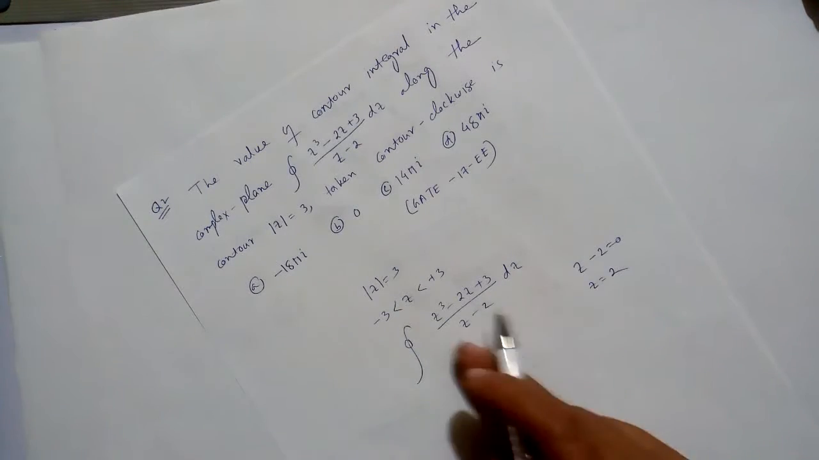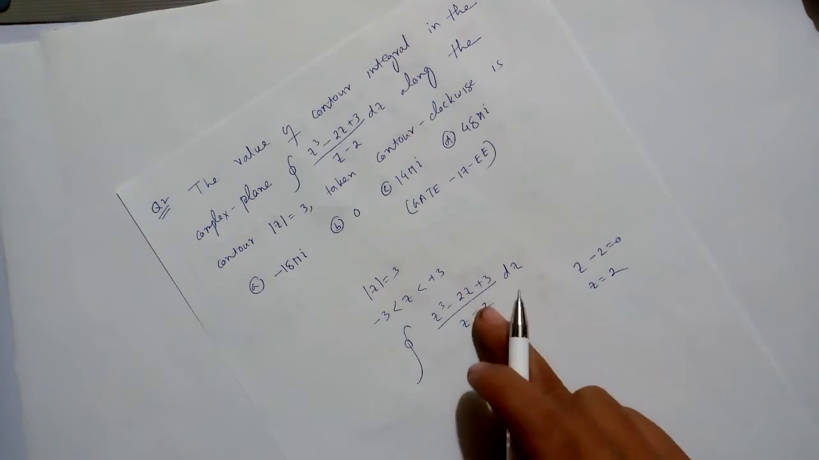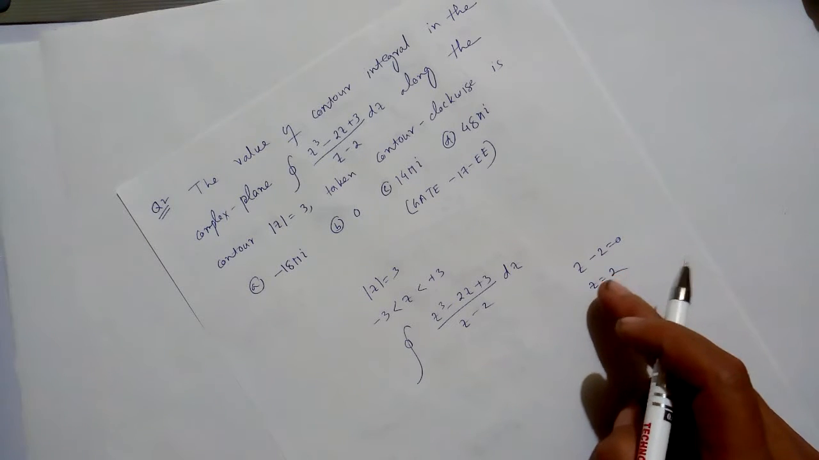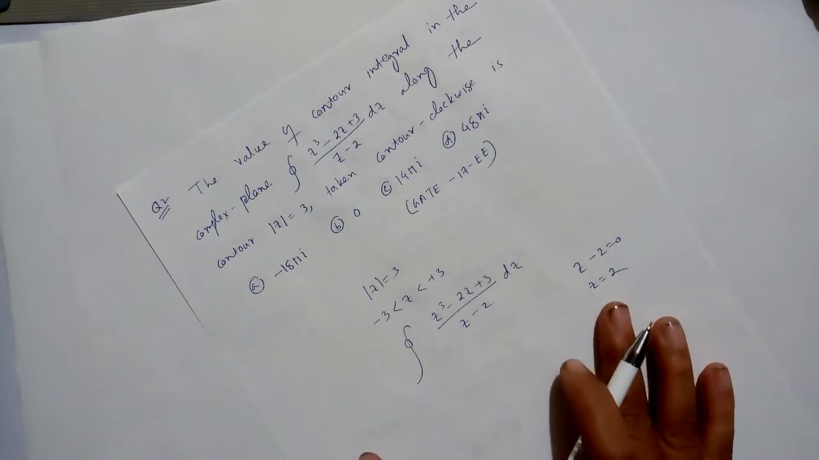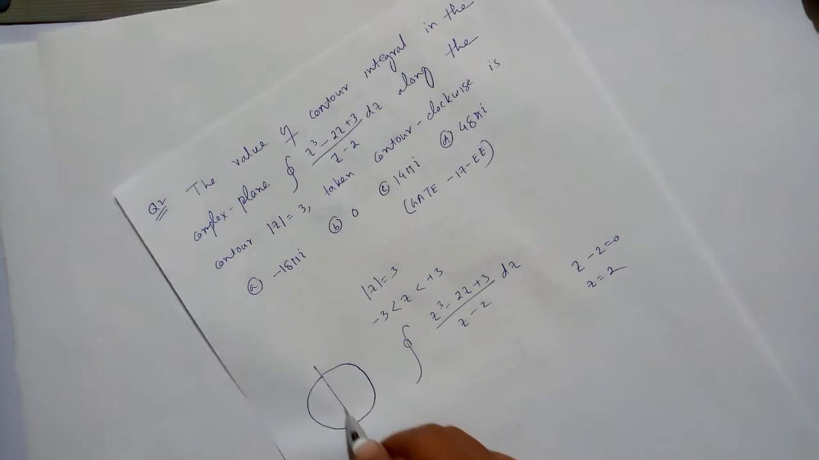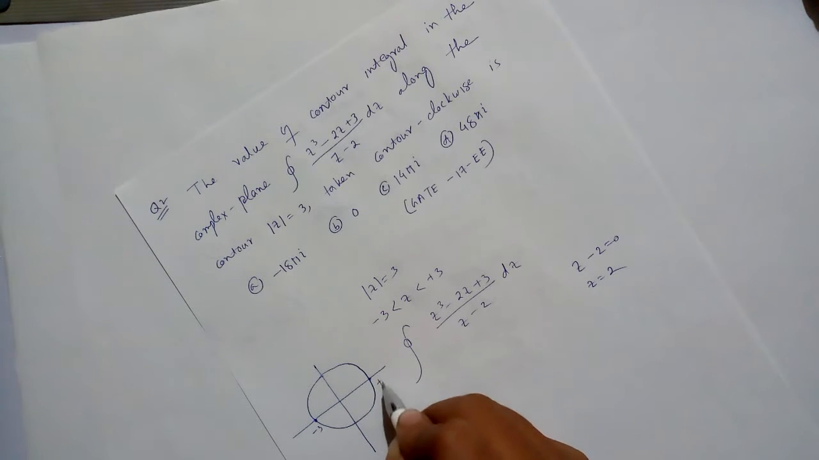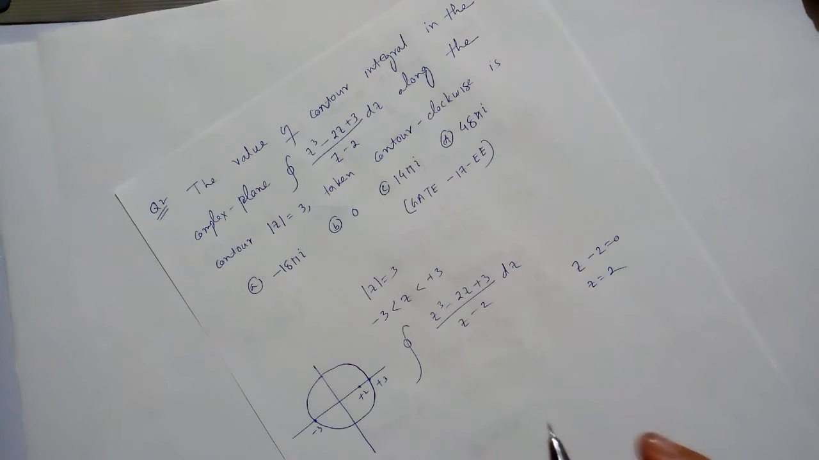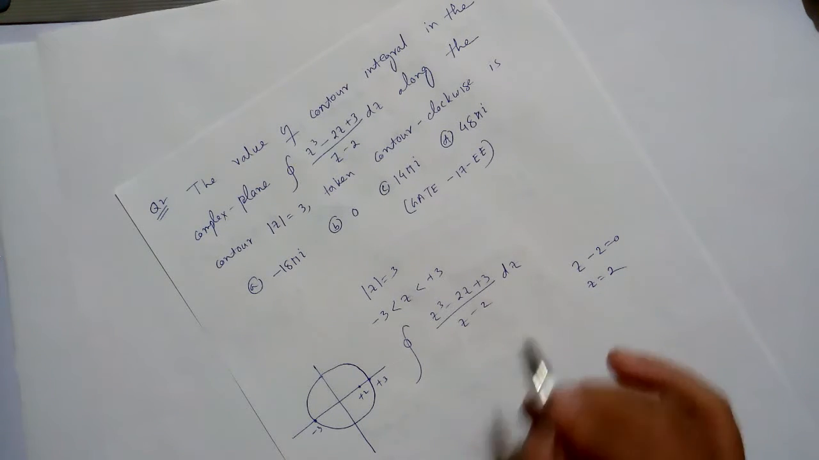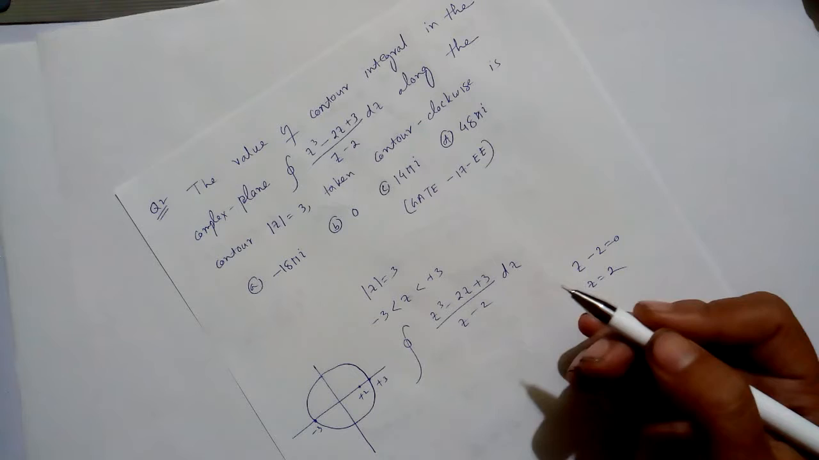I told you in the previous video that equating the denominator portion to 0 gives the value of the pole. So the value of the pole is z equal to 2. If we draw the circle, the points are minus 3 and plus 3, so the point plus 2 is inside the circle. When the point is inside the circle, we apply two theorems: one is the Cauchy integral theorem, and another is the residue theorem.